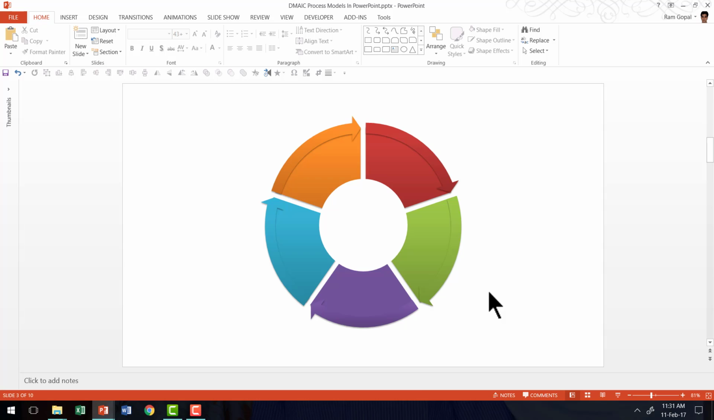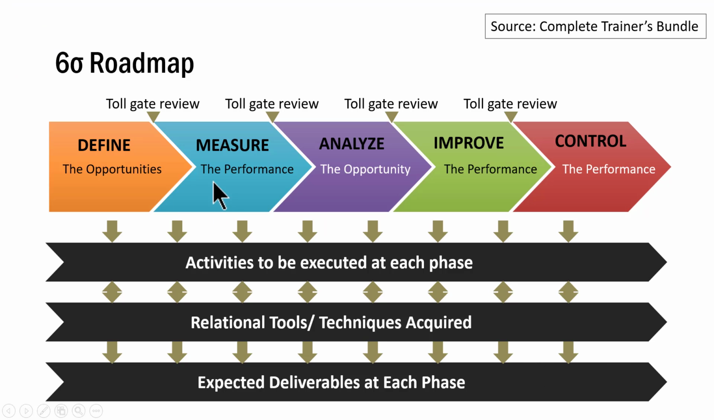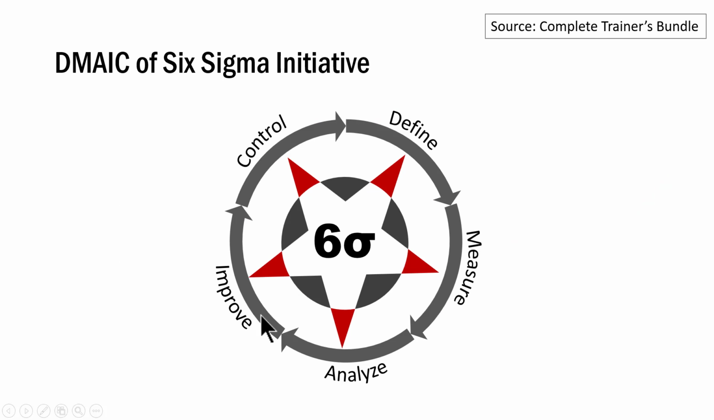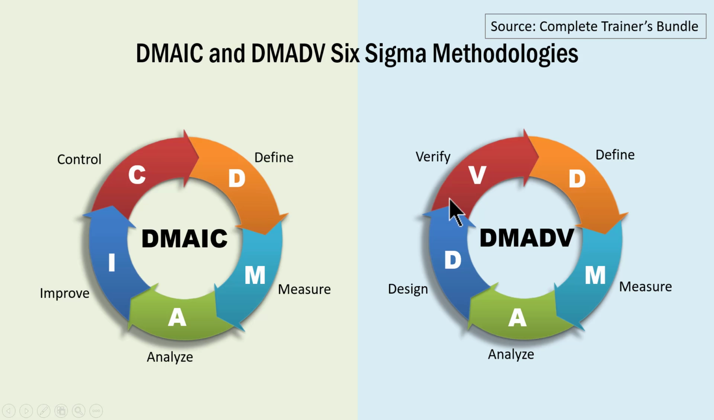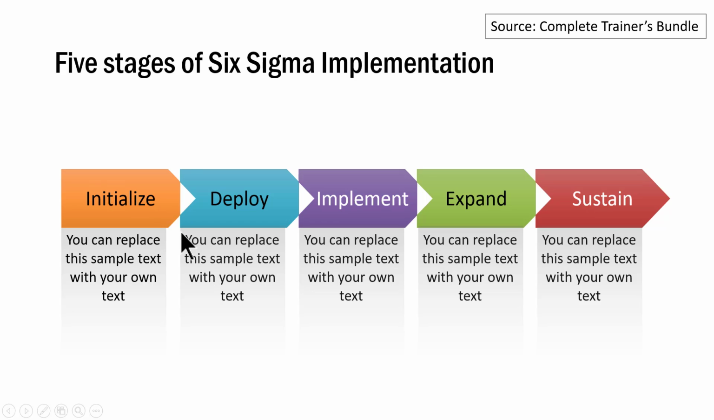Now talking about the DMAIC model, there are various ways in which you can visualize the model. I'm going to show you some example templates taken from our Complete Trainers Bundle where I show the DMAIC process in different ways. This one is a roadmap representation of the DMAIC model, and we can see that there are far more things going on here. This is another interesting way in which we represent the DMAIC model as a circular process. This one is a very simple representation of the 5 steps of Six Sigma. This one shows the DMAIC and DMADV models of Six Sigma. And finally, we have 5 stages of Six Sigma implementation. This is not the DMAIC model, but it shows the various stages of Six Sigma implementation.